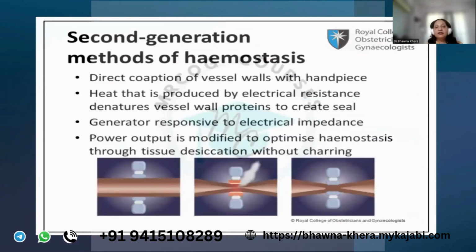Now, how do these methods work? You see, these are the probes, and in between there is a vessel. So there is direct coaptation of the vessel wall with the handpiece. Heat that is produced by the electrical resistance denatures the proteins in the vessel wall. The generator responds to electrical impedance. The power output is modified to optimize hemostasis through tissue desiccation without charring.